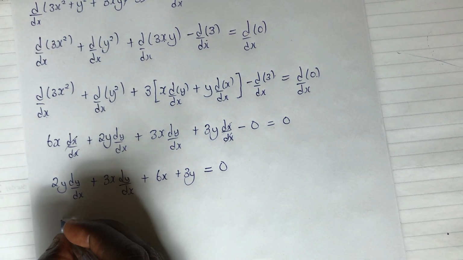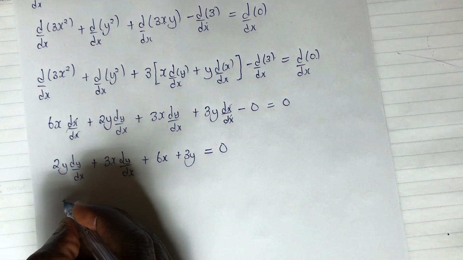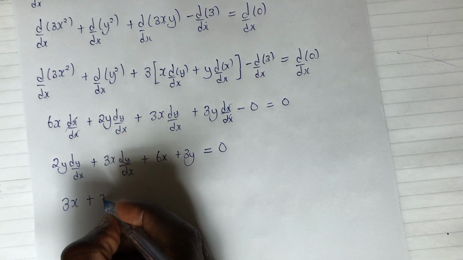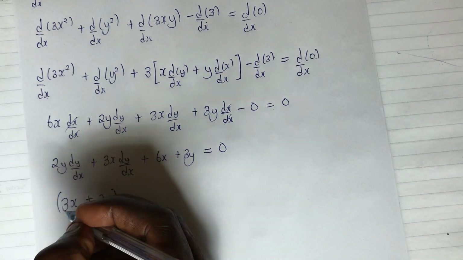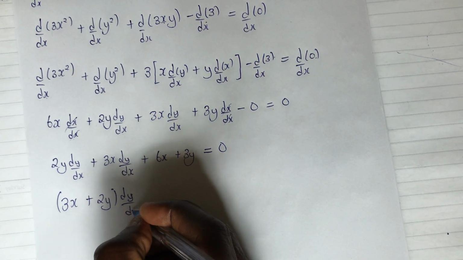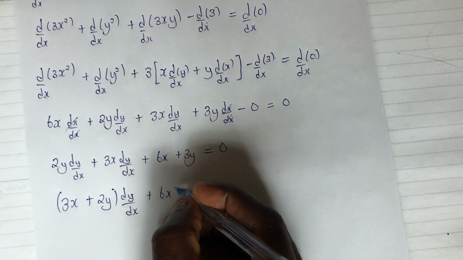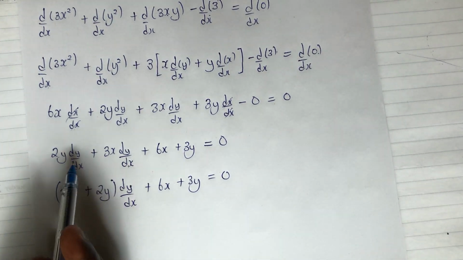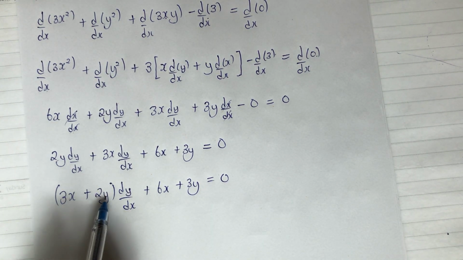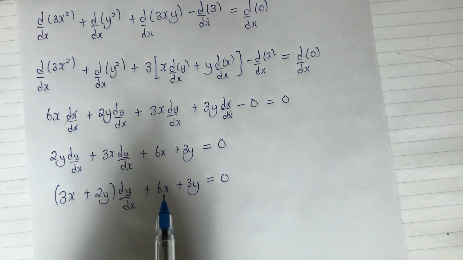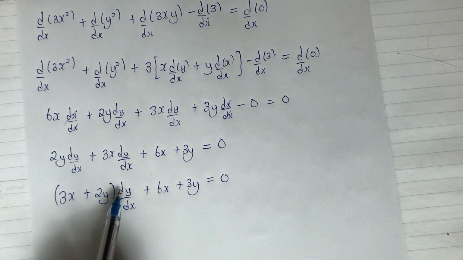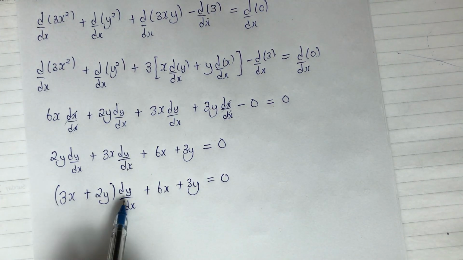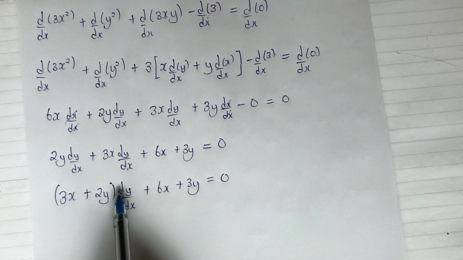0. I can now factorize the dy dx out. Let me start with this one. I want to start with the x. So when I factorize dy dx, I have 3x plus, when I factorize this, I have 2y. Put everything into bracket, dy dx, plus 6x plus 3y equal to 0. So now, remember, you can just maintain your 2y here and 3x here. You still get the same thing. It's still correct. Now, don't bring the factorization dy dx here. Let's assume everything here is the coefficient. That's how I want to explain it. So, put the dy dx behind the bracket.